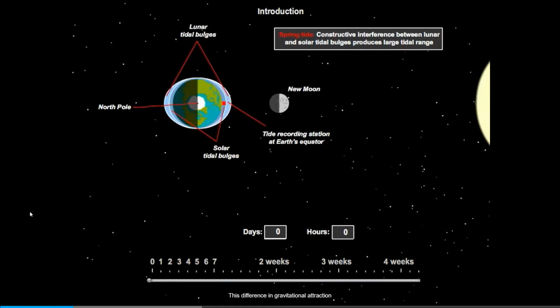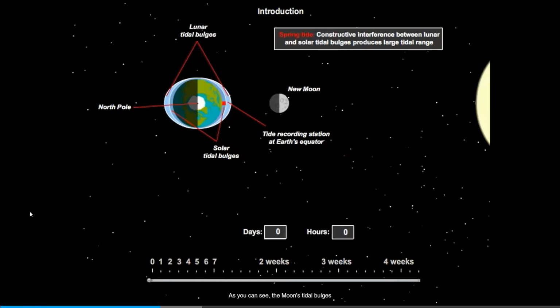This difference in gravitational attraction slightly elongates the shape of the global ocean, so that two bulges of ocean water develop, one on the side of Earth facing the moon and the other on the opposite side of Earth. As Earth rotates, coastlines move into and out of these bulges in the ocean, producing simultaneous high tides on opposite sides of Earth and low tides halfway between. Gravitational attraction also pulls ocean water toward the sun. The sun is much more massive than the moon, but because the moon is much closer to Earth, the moon generates larger tidal bulges than does the sun.